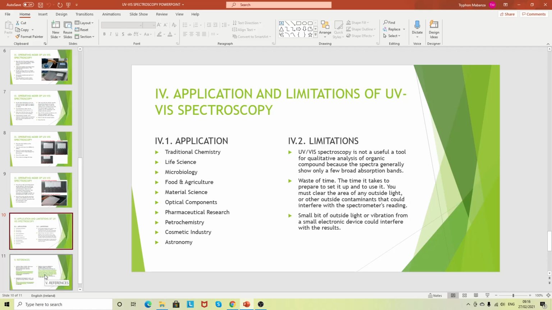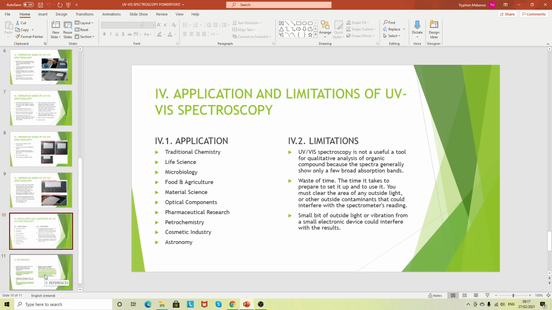What are the limitations of UV visible spectroscopy? UV-VIS spectroscopy is not a useful tool for qualitative analysis of organic compounds, because the spectra generally show only a few broad absorption bands. Waste of time: it means the time it takes to prepare this, to set it up and to use it. You must clear the area of any outside lights or other outside contaminants that could interfere with the spectrometer's reading. So all these processes take too much time.